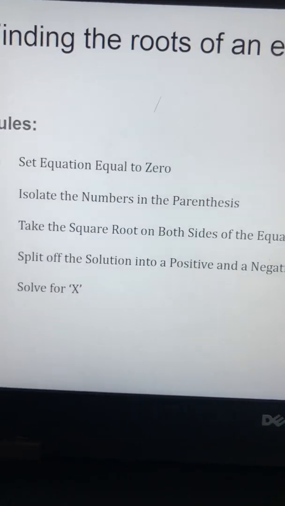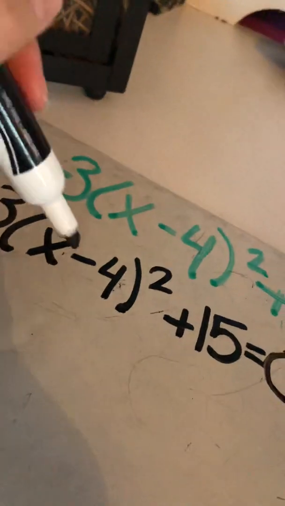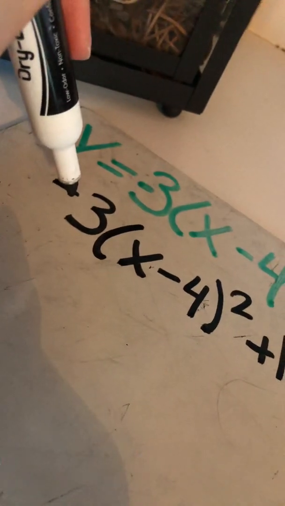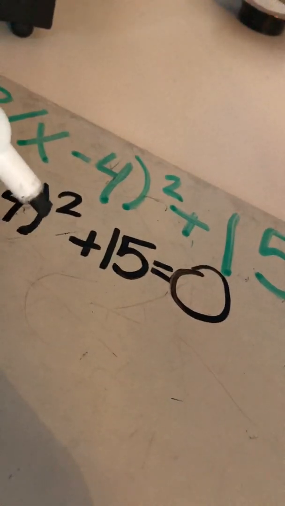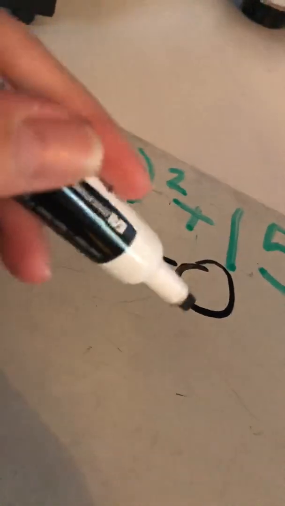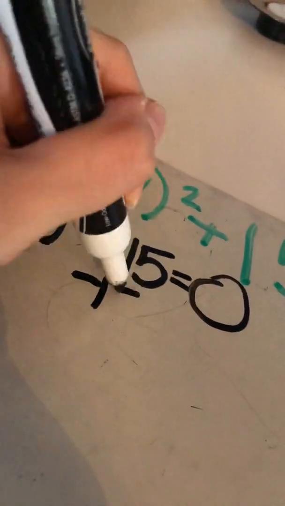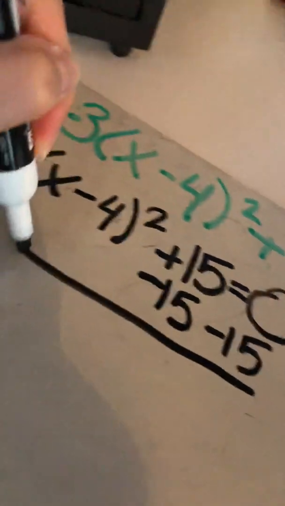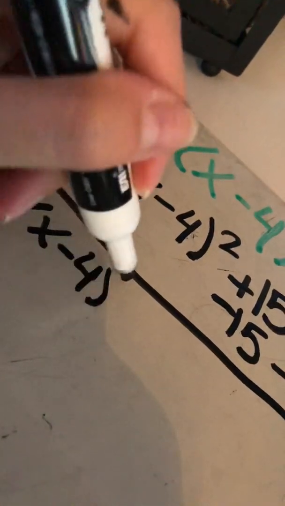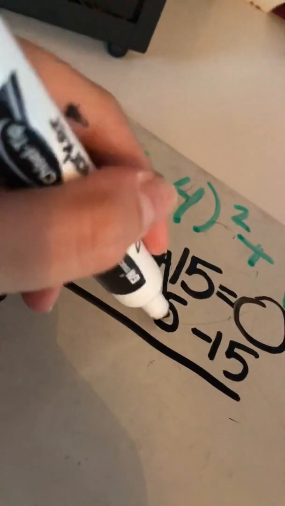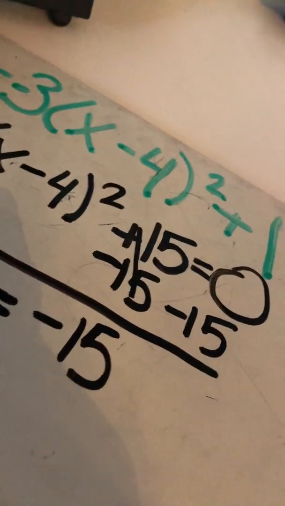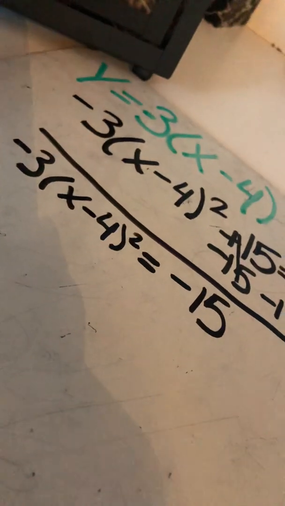Second step is to isolate the number in the parentheses. The numbers in the parentheses are the (x minus 4) squared. So I need to get rid of this positive 15, and I need to get rid of this -3. Always do what has to do with subtraction and addition first. So this is a positive 15. To move it over to the other side, I need to subtract 15 from both sides. This becomes -3 times (x minus 4) squared. The -15 and the positive 15 cancel out, and I'm left with -15 on my right side. 0 minus 15 is -15.